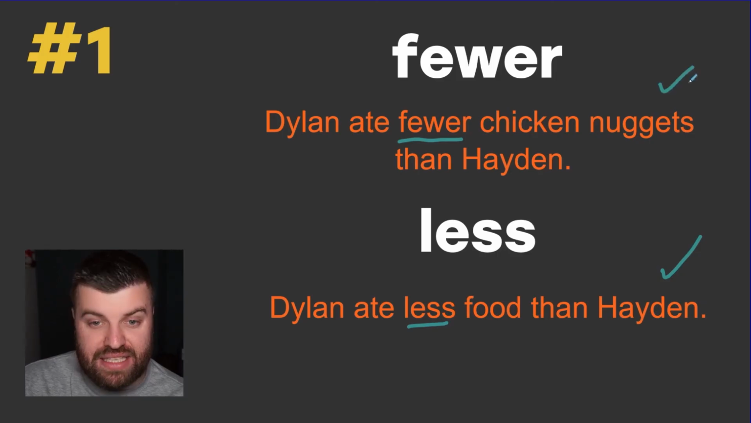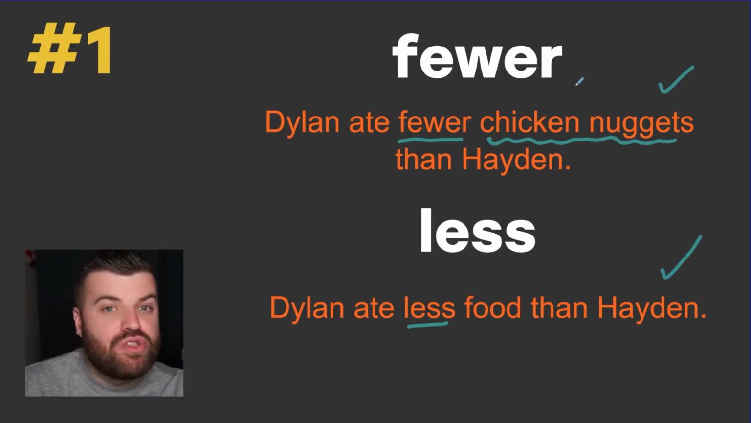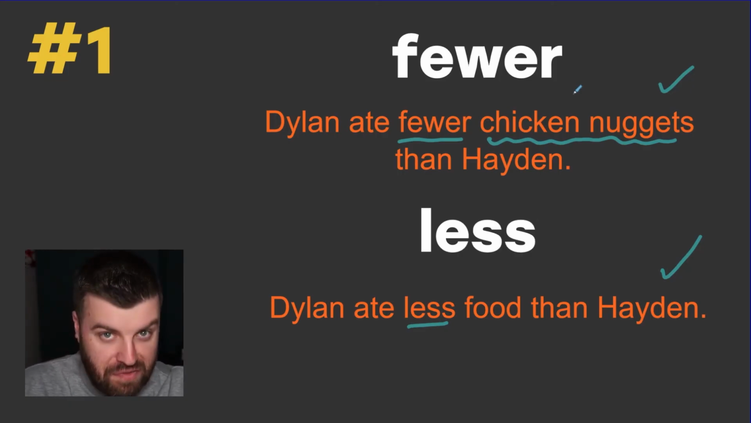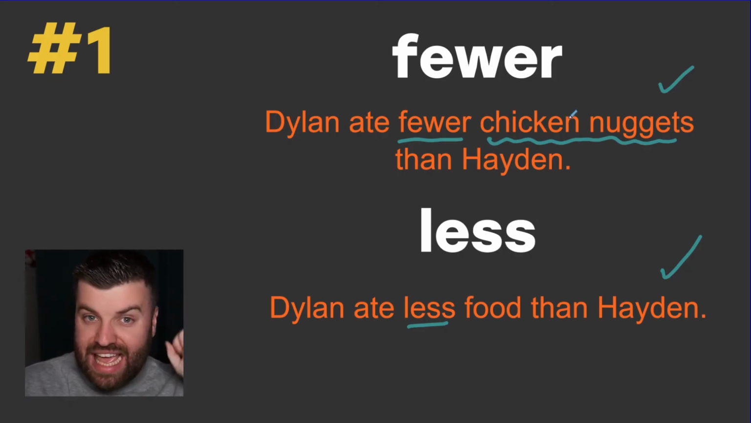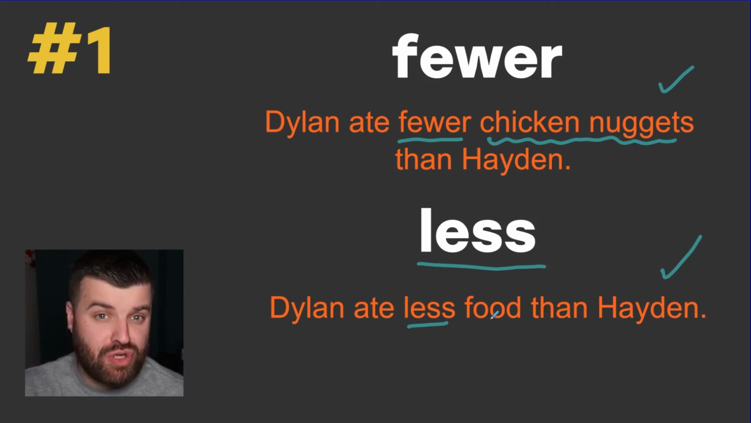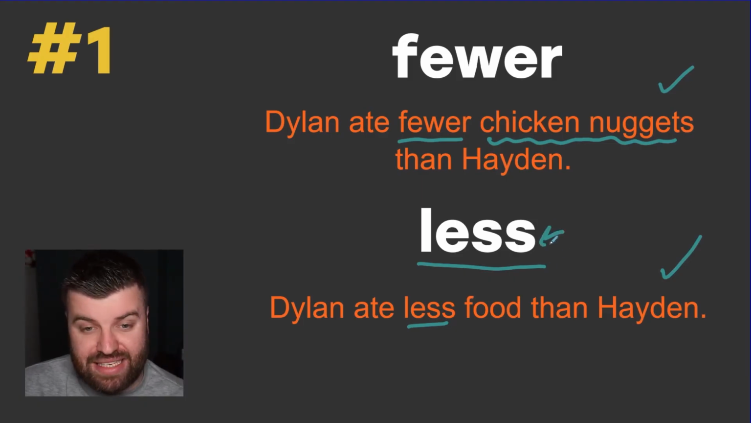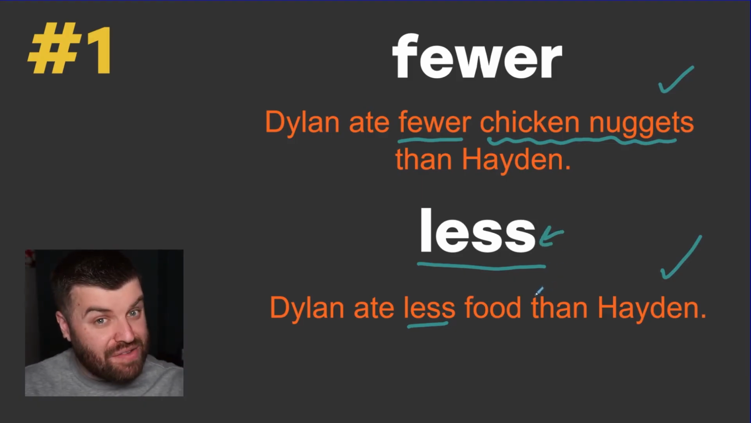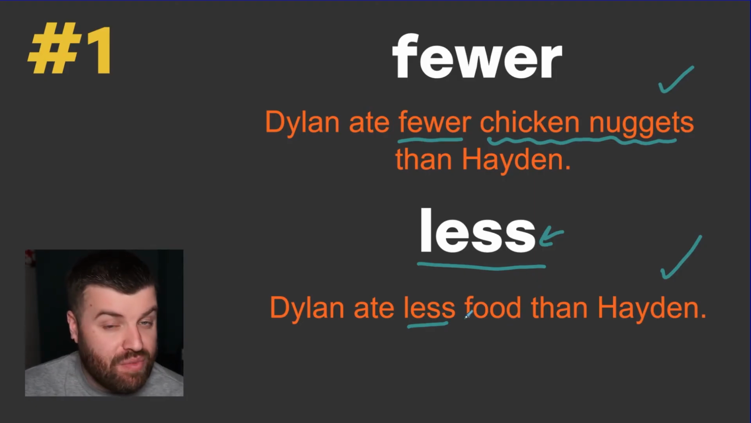Now, both of these are correct. And the rule is this. If you can count what you're saying you have fewer of, in this case, chicken nuggets, then you use fewer. 2 chicken nuggets, 3 chicken nuggets, 4 chicken nuggets. However, if you can't, then you use less. For example, we can't say 2 foods, 3 foods, 4 foods. Because that doesn't work, we use less in this sentence at the bottom. If we had said pieces of food, 1 piece of food, 2 pieces of food, then we would have used fewer.